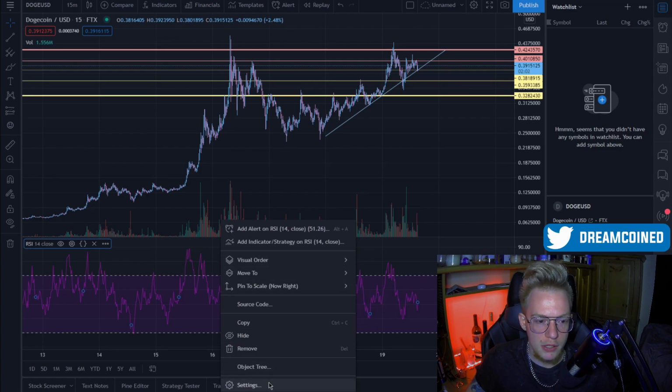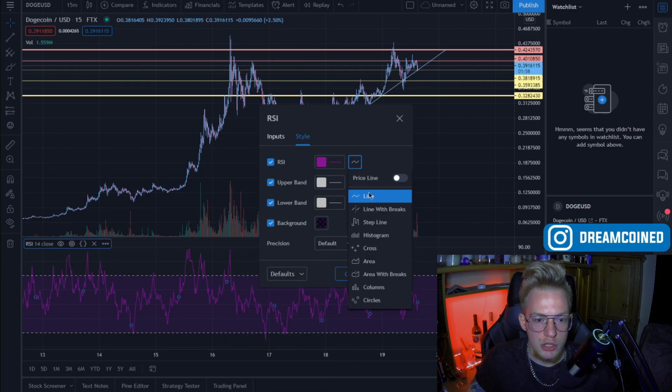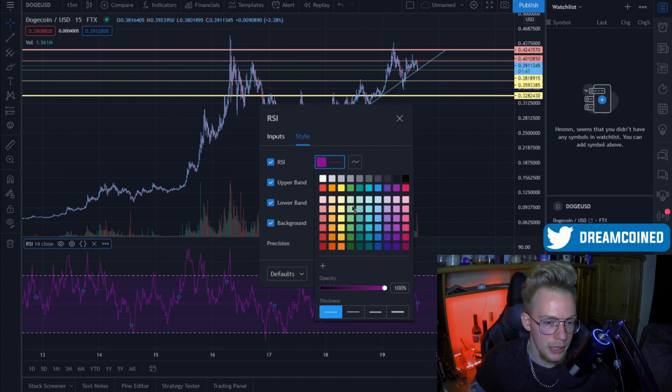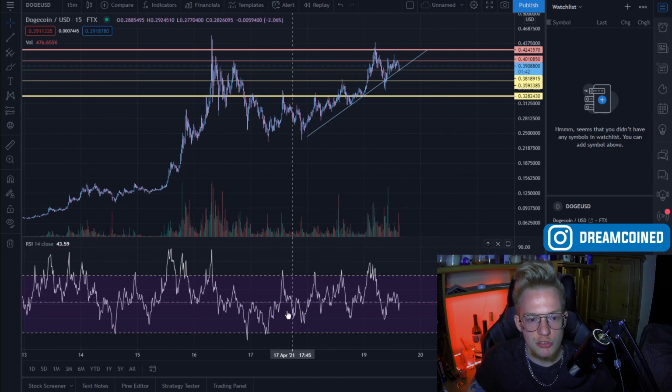Same thing, you just right click on that, change your color wherever you want. You can even change your line style too. You can do lines with breaks. You can keep the price line in there too, so it'll show you where the price line is in relation to being oversold. That's what I like to do. White is usually probably going to be the easiest to see with this stuff going on.